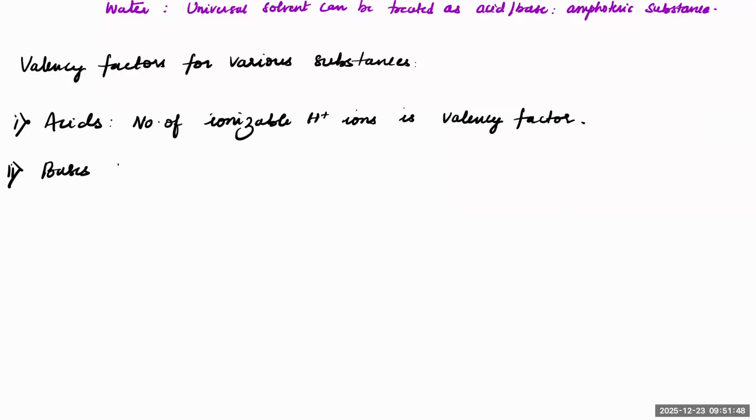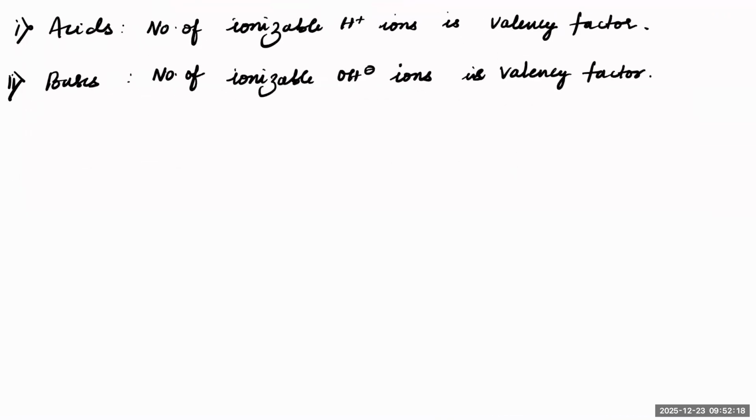In case of bases, it is the number of ionizable OH minus. Sir, what is the difference between ionizable OH minus and normal OH minus? Yeah, beta, I'll show you with examples. That is the valency factor. Now, let me show you how it is.